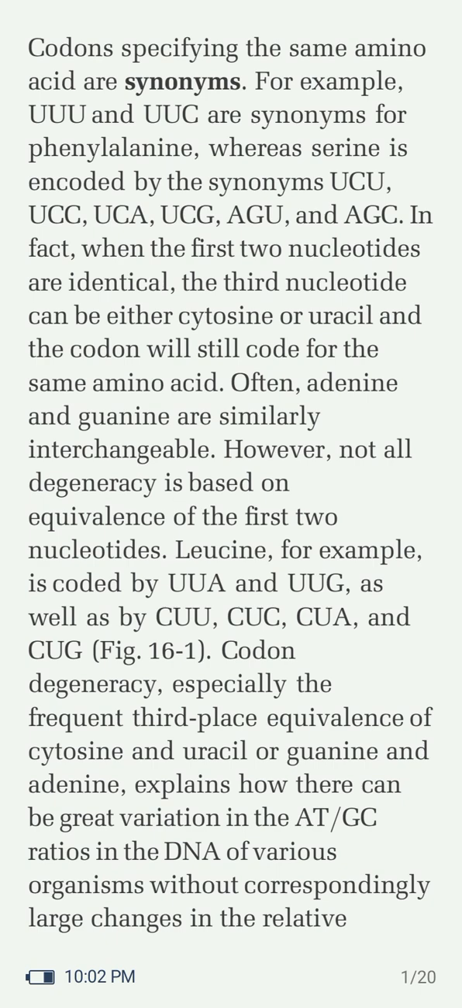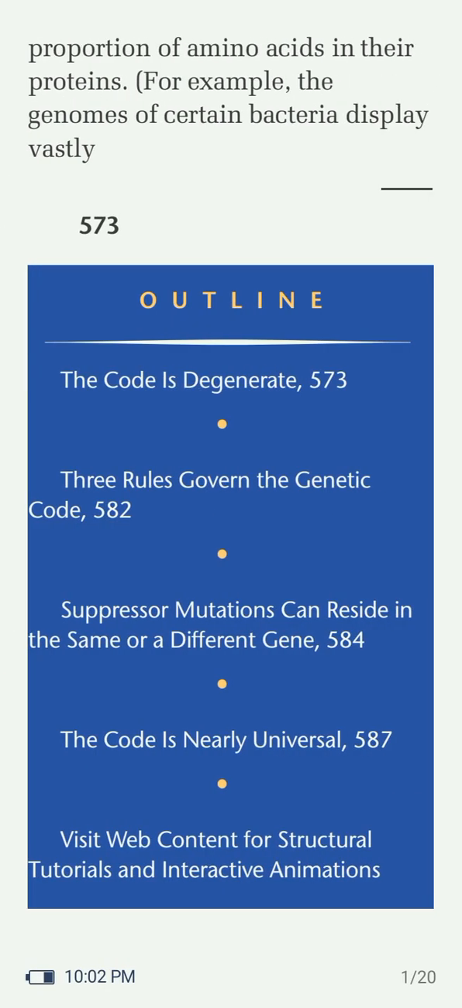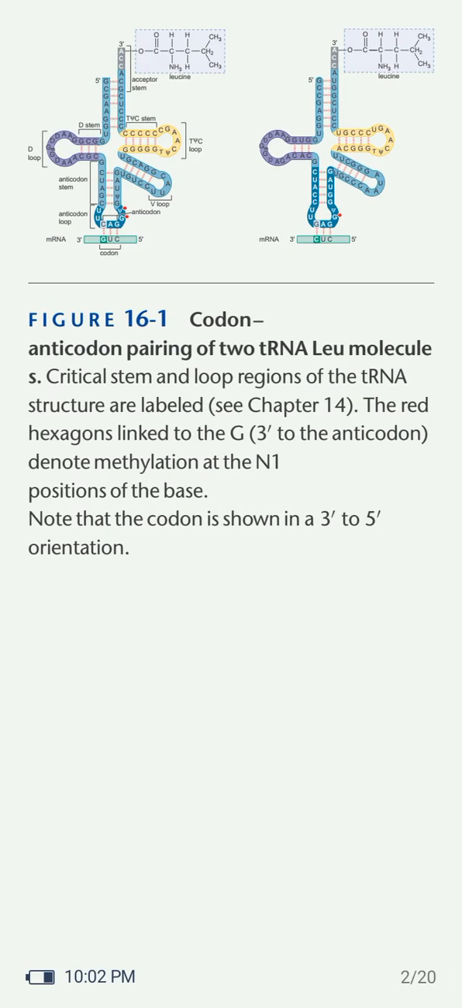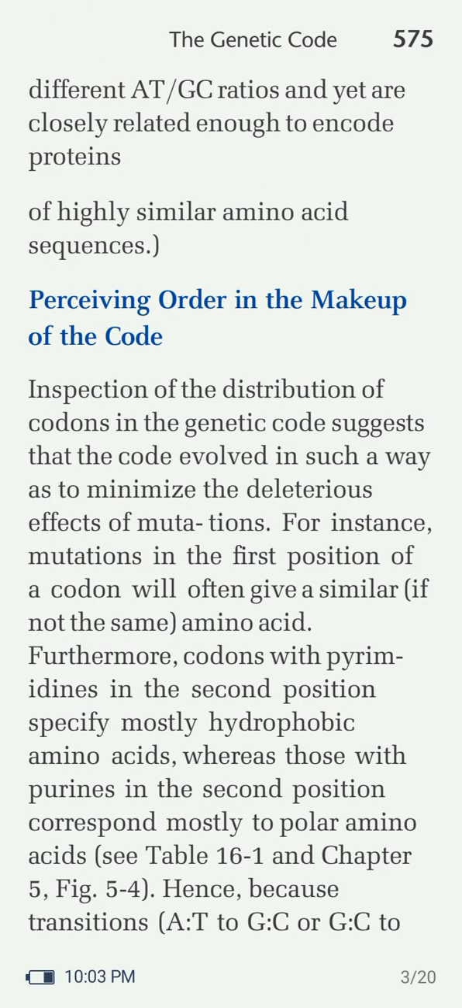Codon degeneracy, especially the frequent third place equivalence of cytosine and uracil or guanine and adenine, explains how there can be great variation in the AT or GC ratios in the DNA of various organisms without correspondingly large changes in the relative positions or proportions of amino acids in their proteins. For example, genomes of certain bacteria display vastly different AT-GC ratios and yet are closely related enough to encode proteins of highly similar amino acid sequences.